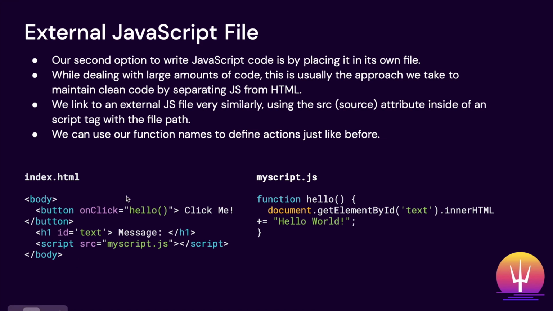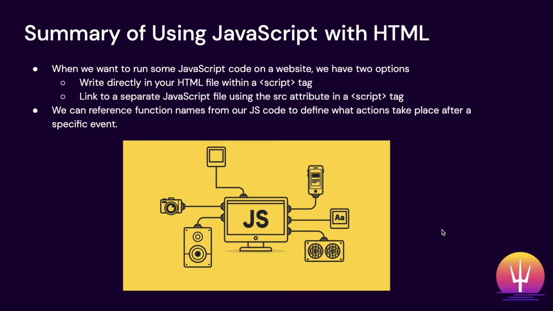For example, let's say that this is our HTML file. Again, we have our script tag inside of the body. Instead of writing the function out, we are referencing a JavaScript file. And then over here, we can pretend that this is our JavaScript file, and we have our function from earlier in here.